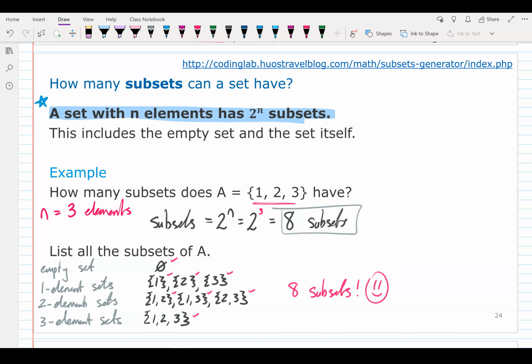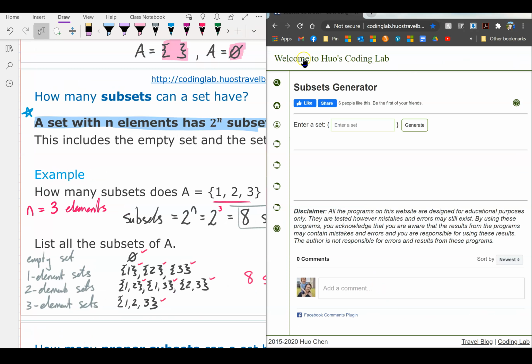Let me show you an example with a larger set of data. This website is called Huo's Coding Lab, and it's a subsets generator, all right? And it will take any set. So I'm going to put in the numbers 1, 2, and 3, and I'll generate the sets. It says the empty set, and the sets 1, 2, 3, 1 2, 1 3, 2 3, and 1 2 3. That's exactly what I did by hand.